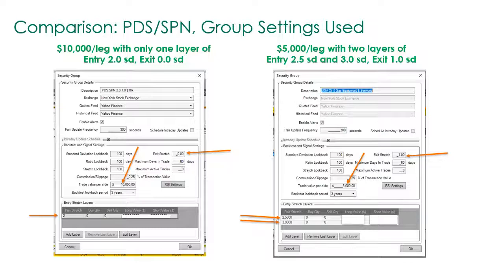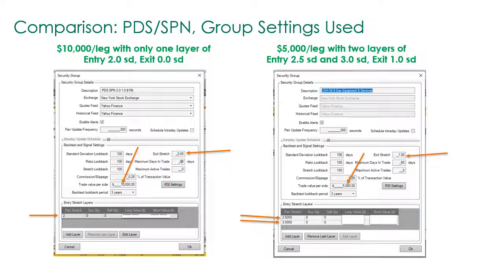So here's what we're going to do. Over on the right-hand side, here's your create group, and we're going to set it up for PDS spin. We're going to go on a 3-year back test, and we're going to go $10,000 a leg with an entry at 2.0 and an exit at 0.0, 60 days max days in trade, commission where we usually set it, and it's just one layer at 2.0. So that's exactly how the top 30 are set up.